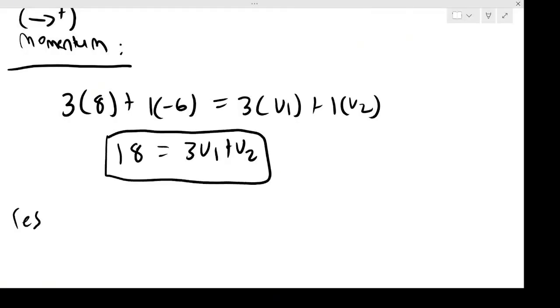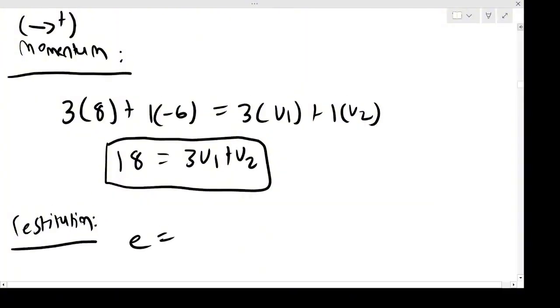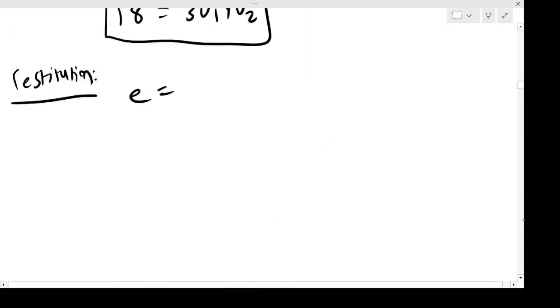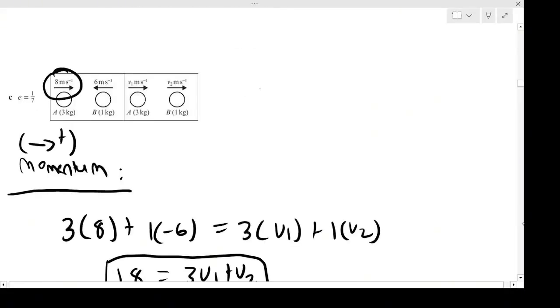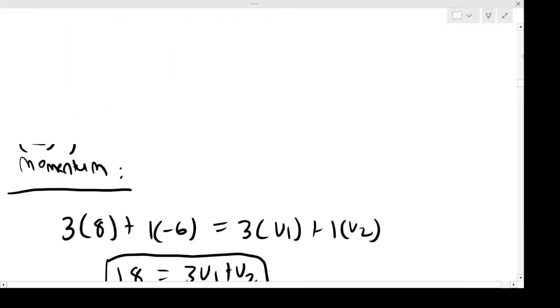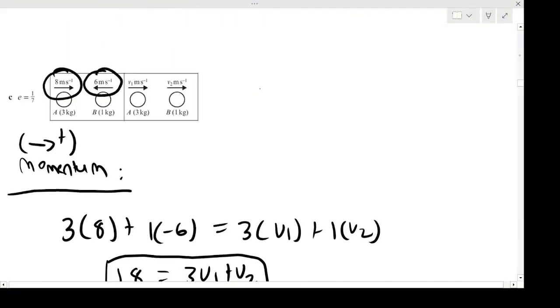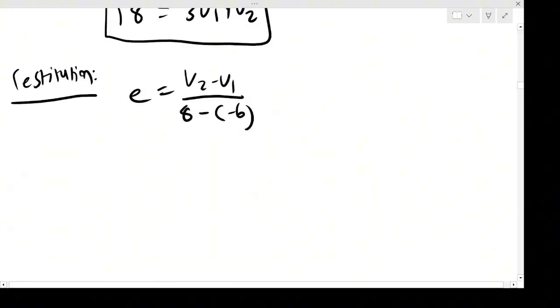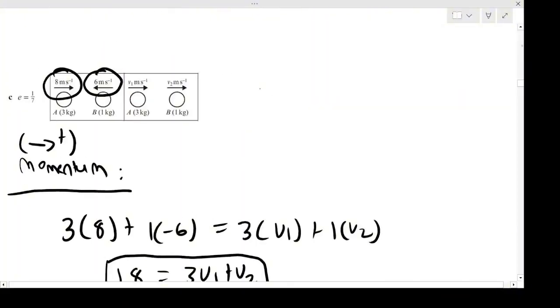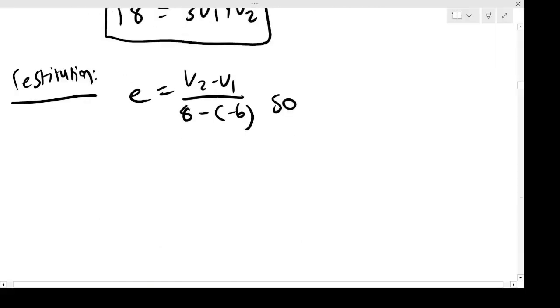Then I'm going to apply restitution. So that's going to be e, which equals v2 take away v1 over u1 take away u2. Now, u1 is 8. That's great. Take away u2, but again, it's negative. It's the same situation, it's going in the negative direction. So we need to make it minus 6. Now, actually, we know that e is a 7th. So that means a 7th equals this. So it's going to be v2 take away v1 over 8 plus 6, which is 14.